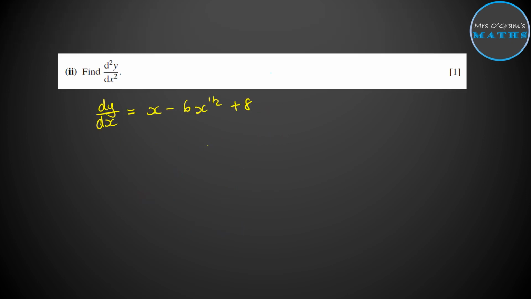For part 2, we have already got dy by dx from the previous question, so we just need to differentiate a second time to get d2y dx squared. So we get 1 minus 3x to the minus half.